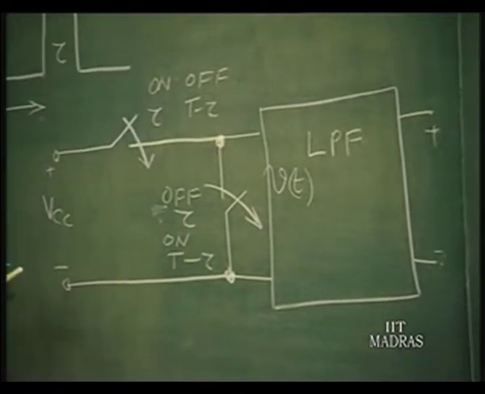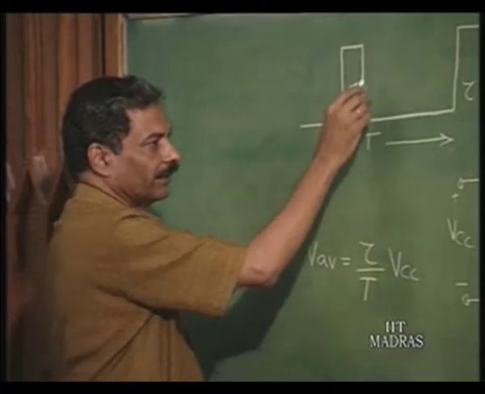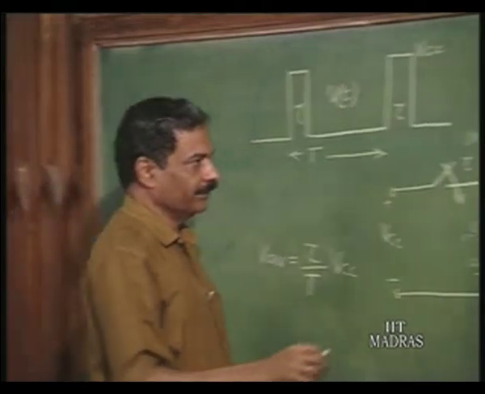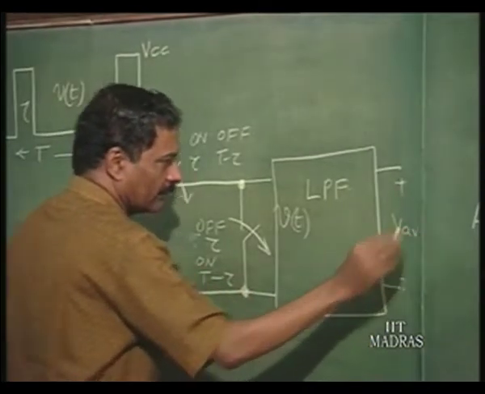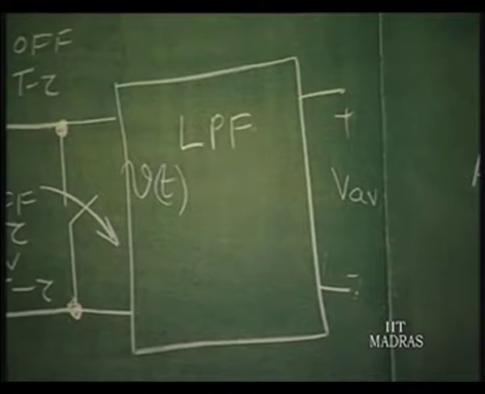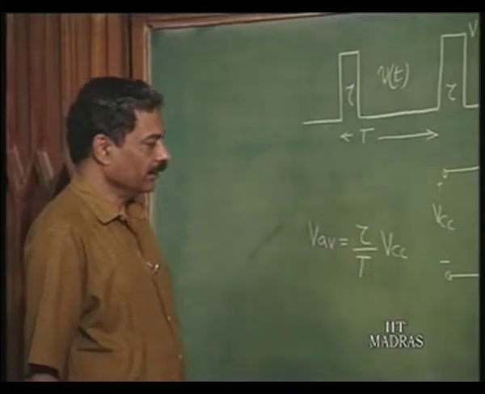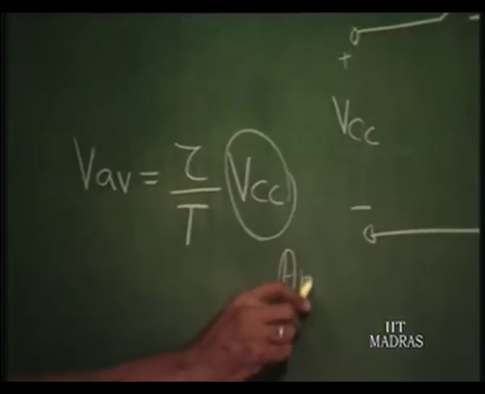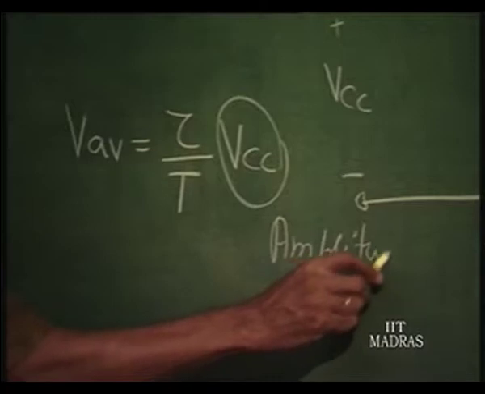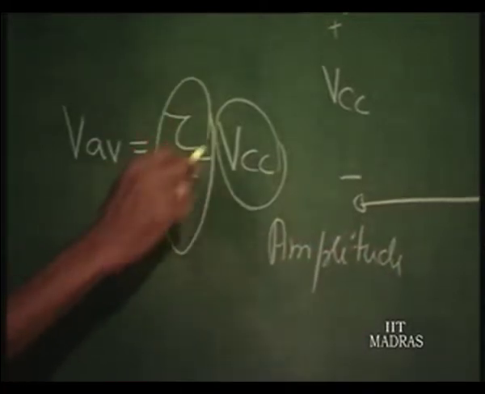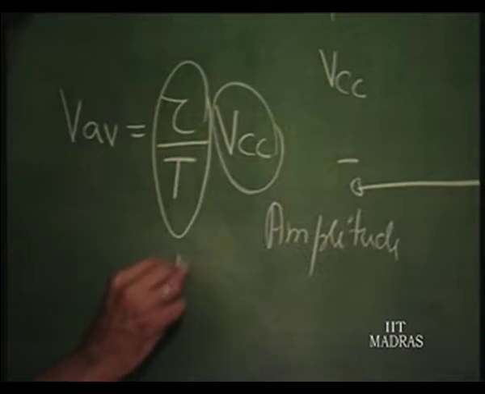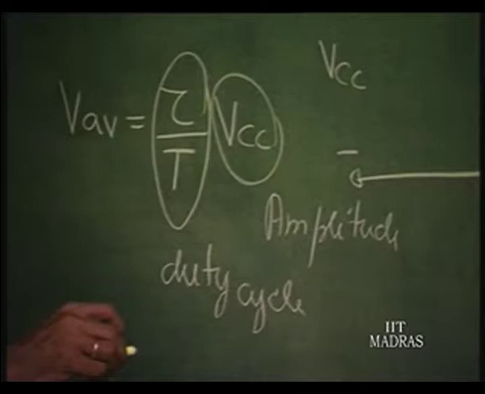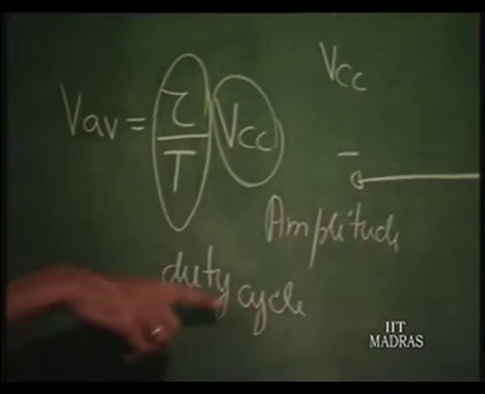This is a complementary switch, and therefore, this kind of waveform is what we expect at Vt, and V average, if you take here, is tau by T into Vcc. This is amplitude, this is duty cycle. This is the amplitude and this is duty cycle.